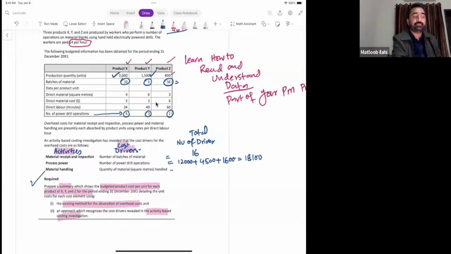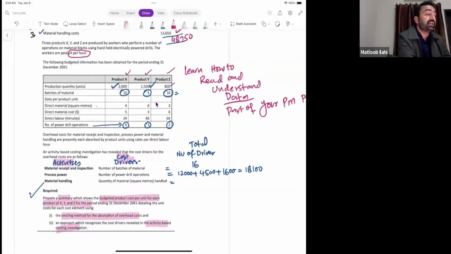18,100. And then we need the quantity of material handled in square meters. Where is this data? This data is here. 4 square meters for product X per unit, 6 square meters for product Y per unit, and 3 square meters for product Z per unit. So you have to multiply this with their number of units to calculate the total for each product.